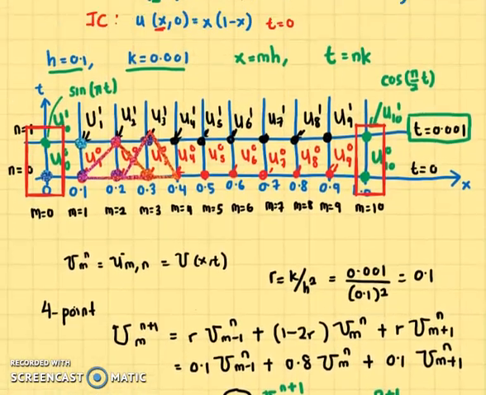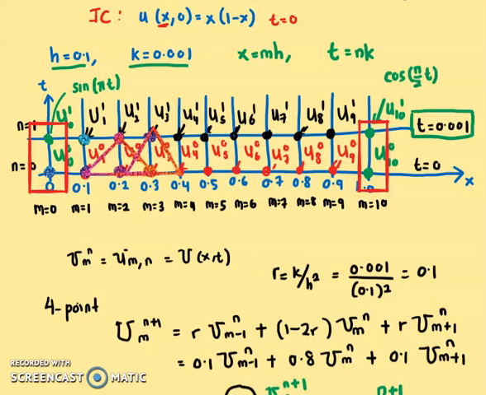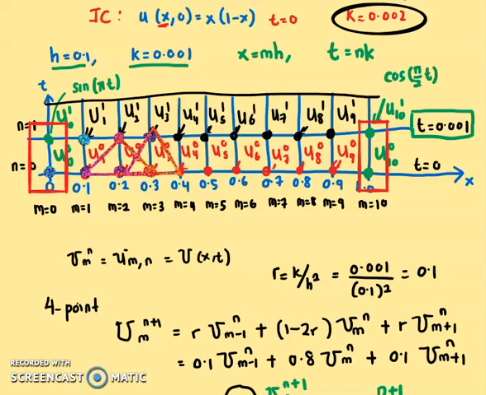If the question asks you to find for, let's say, k equals 0.002, what does that mean? It means that we need to find one more layer up. Now this is t equals 0.002, so we need to find all these values here. Okay, I'm just giving you a brief idea here, and the concept is still the same. So to find this, let me just erase this.